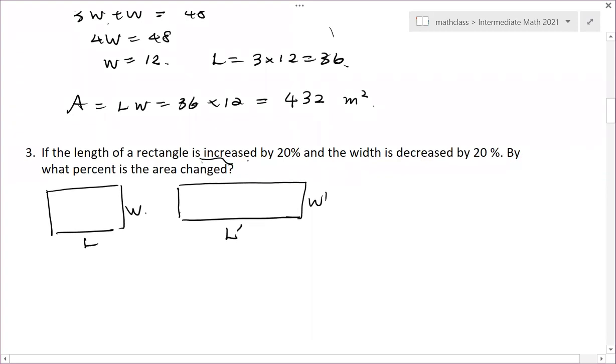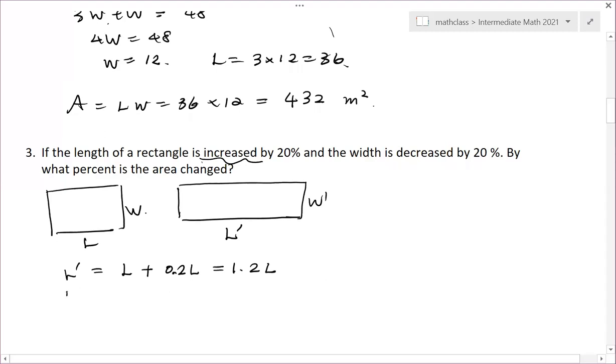We have to understand the increasing and decreasing part. The length is increasing, that means the new length is going to be L plus the increased part, which is 20%, so 0.2 L. So add them together, it's 1.2 L. That is the new length. When you say a quantity is increased by 20%, 20% is converted to the decimal number 0.2. 0.2 times the original quantity, that is the increased part, okay?